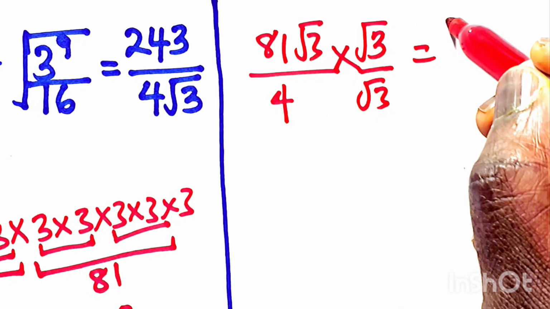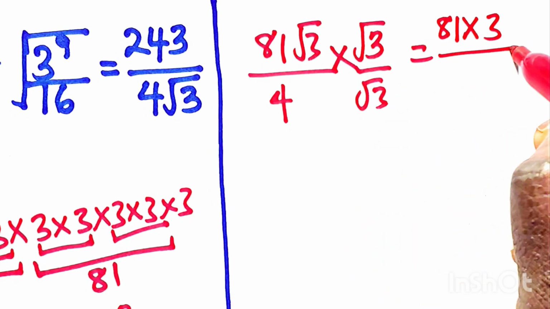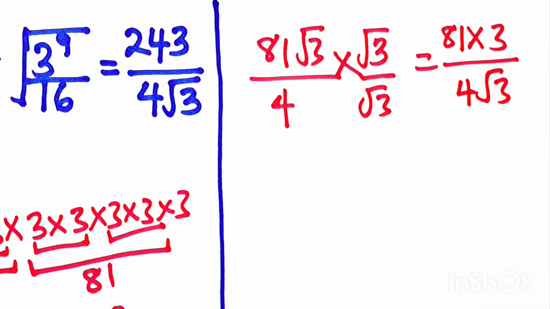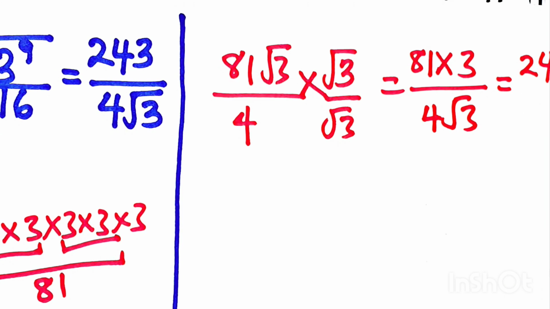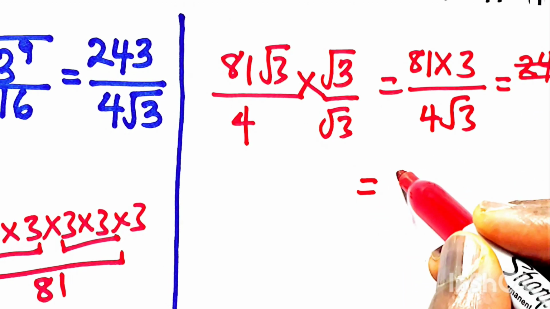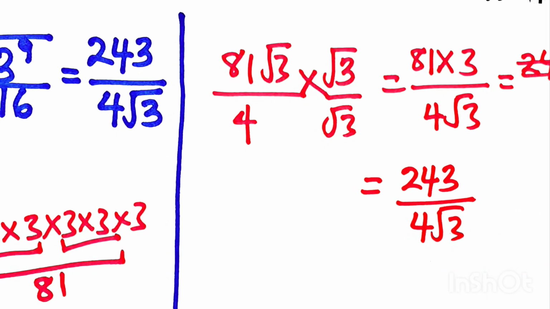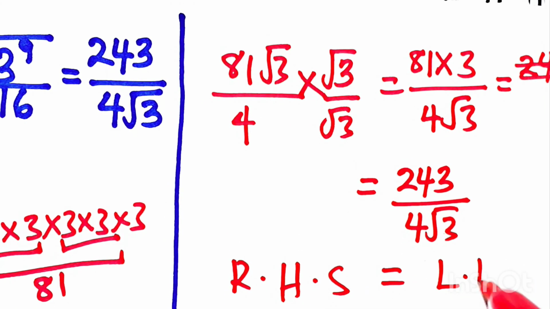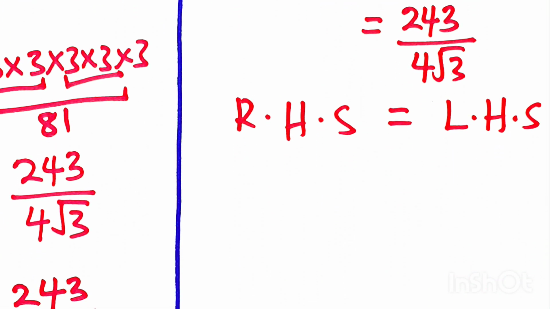So if I do this, this will give 81 times root 3 times root 3 will give 3, divided by 4 root 3. And if we continue doing that, we're going to end up into 243 divided by 4 root 3. That means that the right hand side is equal to left hand side. That means that the left hand side is proven to be equal to the right hand side.